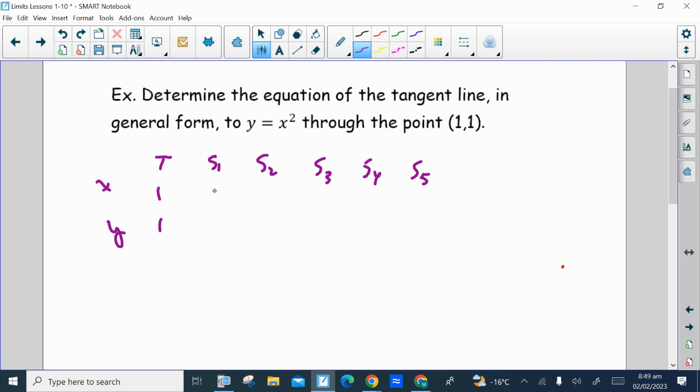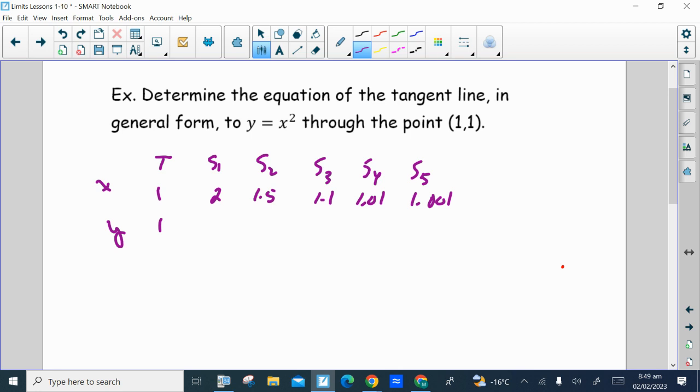So we might start at 2 and then go down to 1.5. In the last example, we went on either side of the x value of the point of tangency. It doesn't really matter. In this case, I'm just going to get closer and closer to 1 from the right side, values of x that are larger than 1. So I got 1.5, maybe 1.1, maybe 1.01, and 1.001.